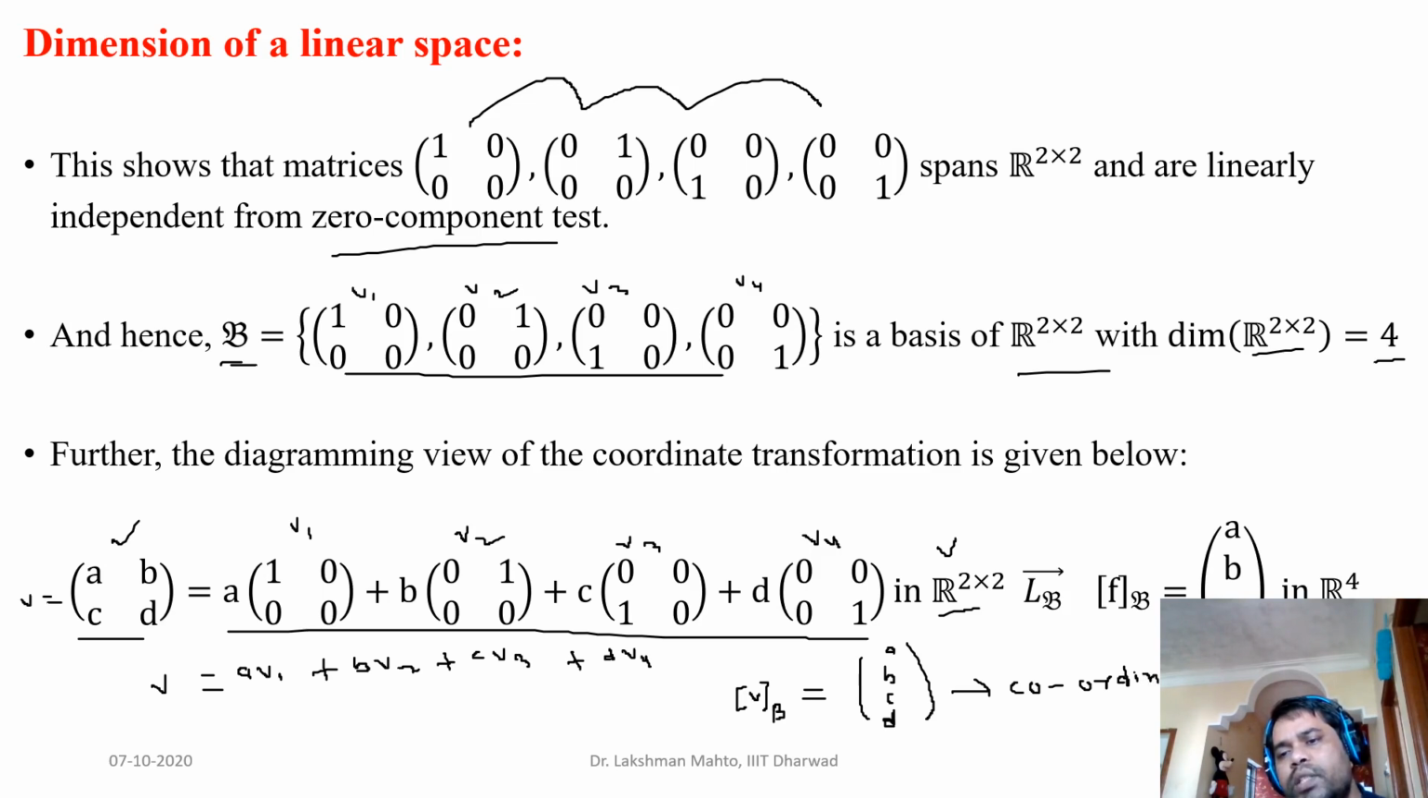This coordinate vector always defines a linear transformation, which we call the coordinate transformation, and we denote it by L beta. It simply says that f has been mapped to the four-dimensional vector having components A, B, C, D. That is the criterion of defining the coordinate transformation.